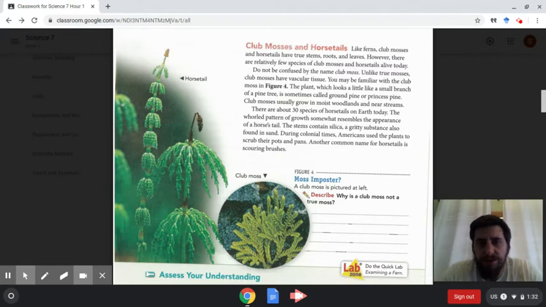There are about 30 species of horsetails on Earth today. The whorled pattern of growth somewhat resembles the appearance of a horse's tail. The stem contains silica, a gritty substance also found in sand. During colonial times, Americans used the plant to scrub their pots and pans. Another common name for horsetails is scouring brushes.